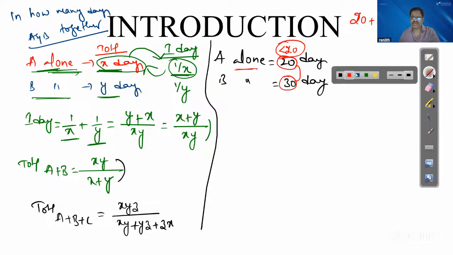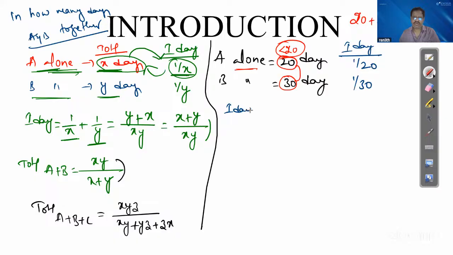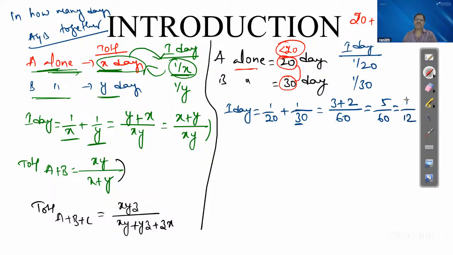So what is the 1 day work of A? 1 day work of A equal to 1 by 20. 1 day work of B equal to 1 by 30. Now 1 day work of A and B equal to 1 by 20 plus 1 by 30. Now the LCM equal to 60. In 2 table 60 I am getting 3 times. In 3 table 6 I am getting 2 times. 3 plus 2 equal to 5 by 60. 5 by 60 equal to 1 by 12. 1 day work of A and B equal to 1 by 12. And the total work done by A plus B equal to reciprocal, which will be equal to 12 days.